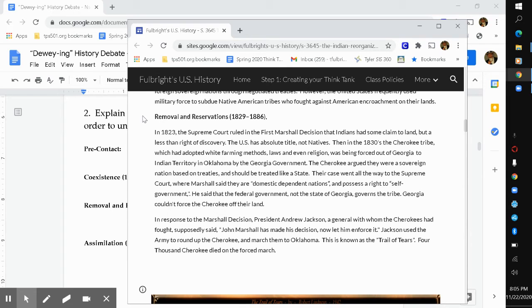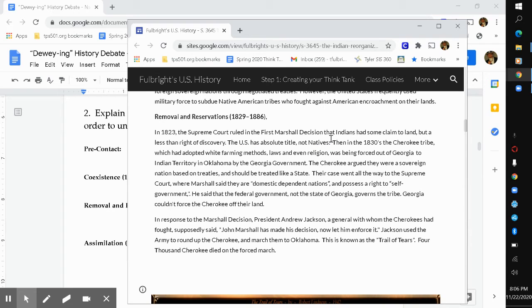Our next phase of removal and reservations, 1829 to 1886. In 1823, the Supreme Court ruled in the first Marshall Doctrine decision that Indians had some claim to land, but a less than right of discovery. The U.S. had absolute title, not the natives. Federal court says the land of the United States belongs to the United States, not the natives.